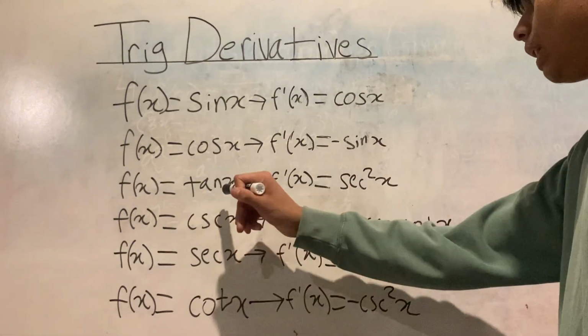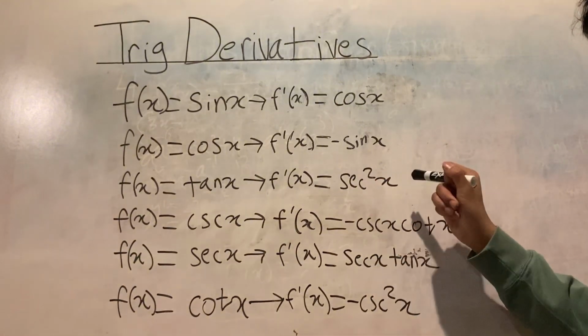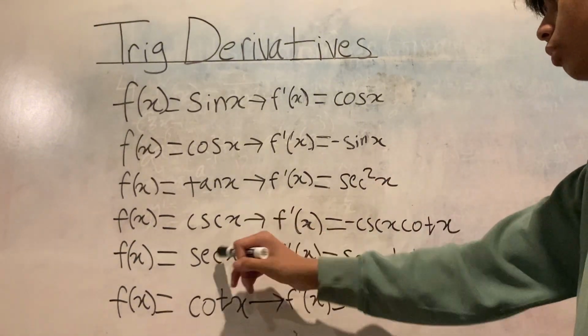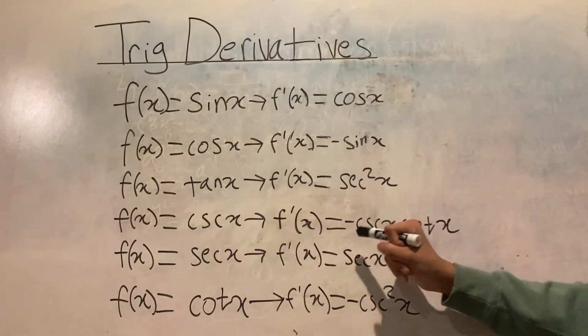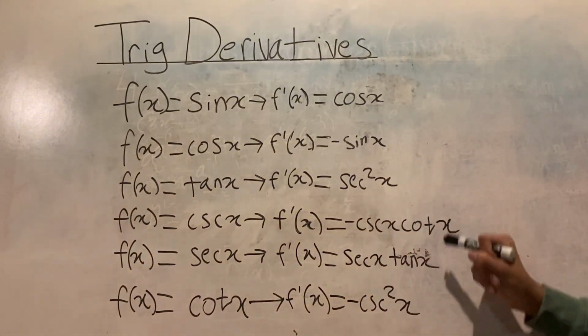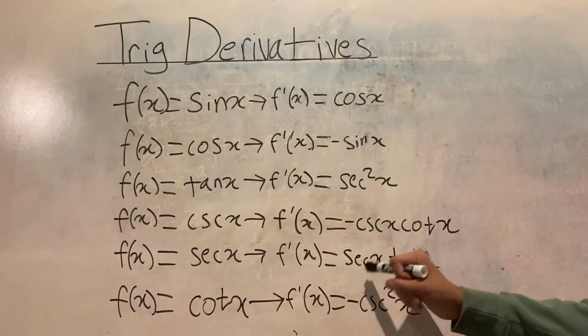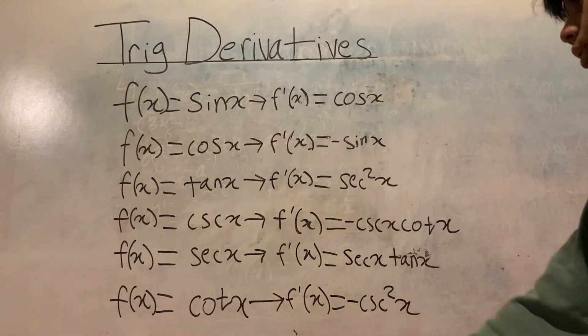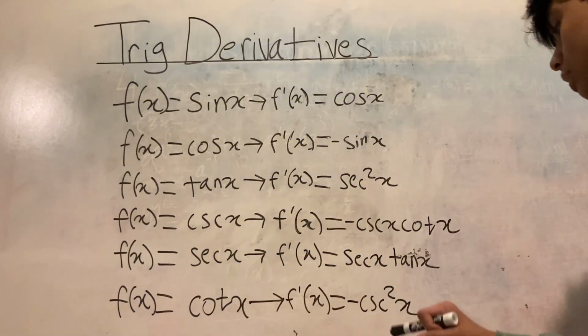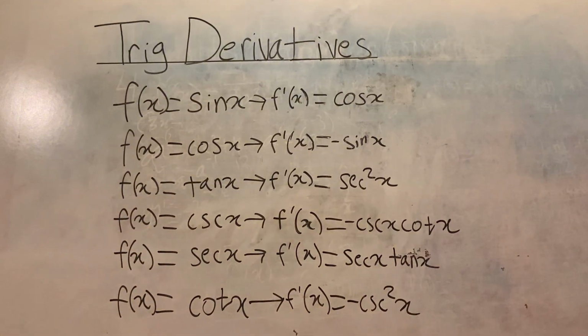And the derivative of tan x is secant squared x. The derivative of cosecant x is negative cosecant x cotan x. And the derivative of secant x is secant x tan x. And the derivative of cotangent x is negative cosecant squared x.